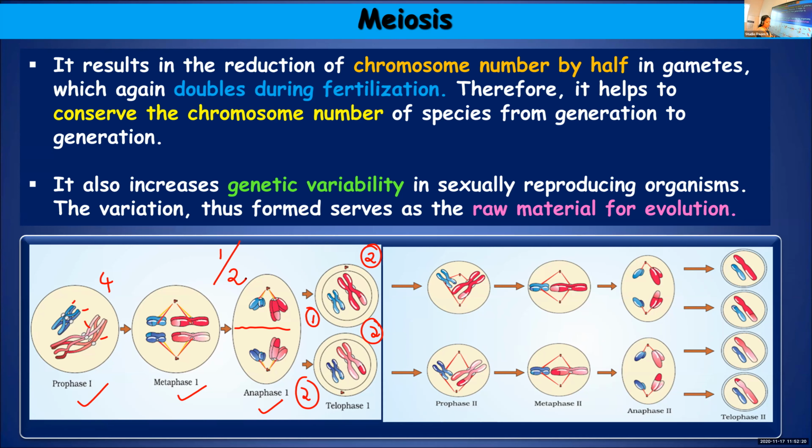So condensation of the chromosomes will take place. Again in metaphase, they will get aligned at the equatorial plane. And then anaphase 2, not anaphase 1. Changes taking place in anaphase 1 and anaphase 2: in anaphase 1, the homologous chromosomes are getting separated and they are moving to the opposite poles. But in anaphase 2, the centromere splits and sister chromatids are moving towards the opposite poles.